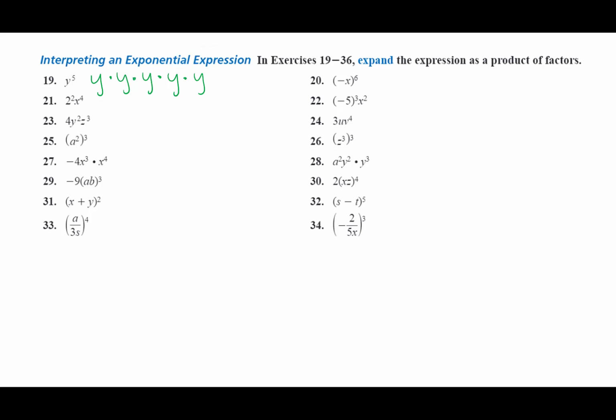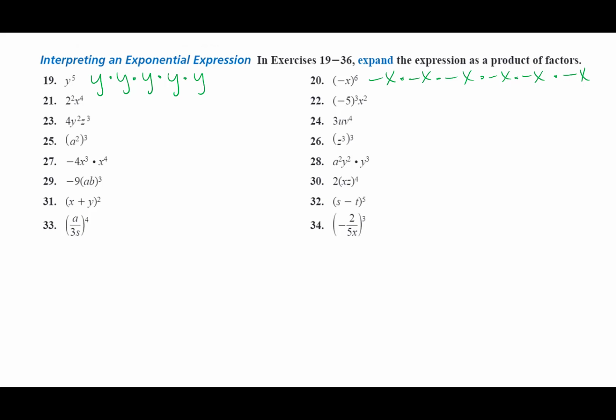Okay, go across to number 20. It's negative x to the 6th. Same exact thing, guys. Except this time we would type negative x times negative x times negative x times negative x. And how many more? One more, negative x. I don't want you to multiply it because the whole purpose of these problems is asking you to expand them, not to shrink them back down and solve.